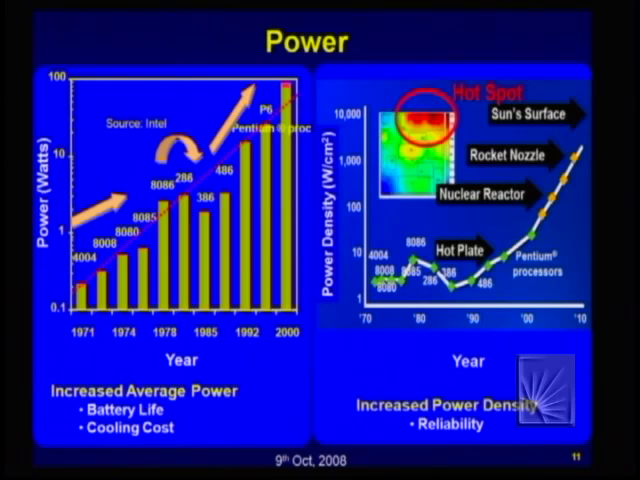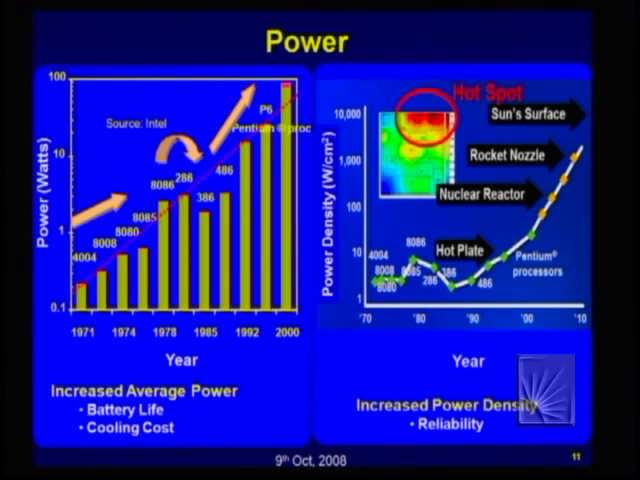So, let us take a closer look at these problems. This is a plot which shows how the power of different Intel processors are increasing over the years. As you can see, the average power for the processors are increasing almost steadily, except some outlier here, almost steadily over the years, and that has a cost in terms of battery life and cooling cost.